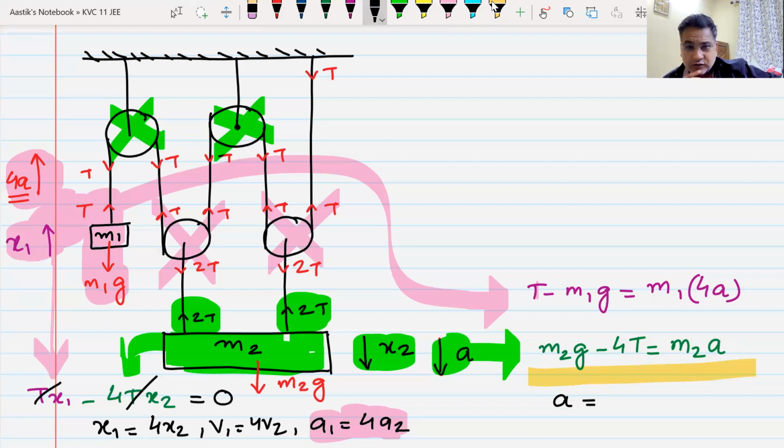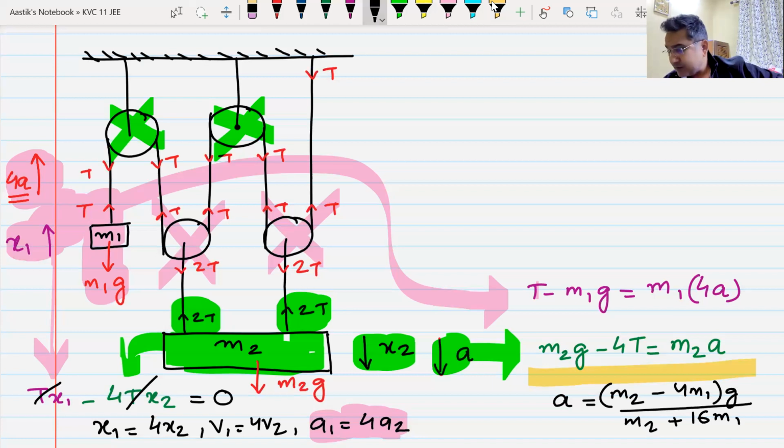And you have taken around 1 minute. Minus 4 M1 into g by M2 plus 16 M1. Yes, you should have given the answer in a flash. M2 minus 4 times M1 multiplied by G upon M2 plus 16 times M1. You should have given the answer quicker.